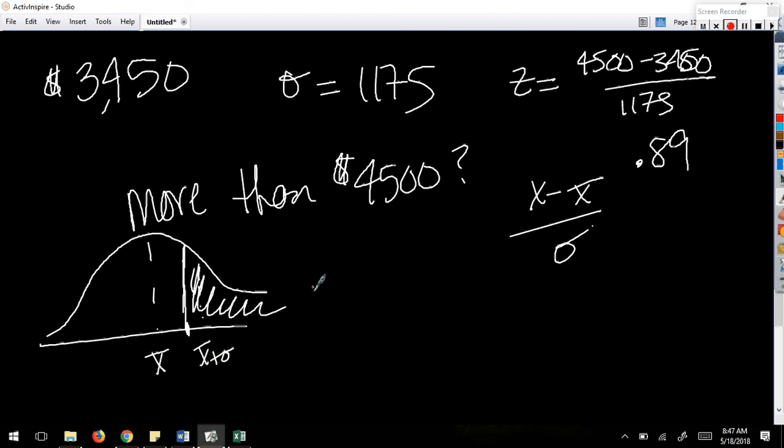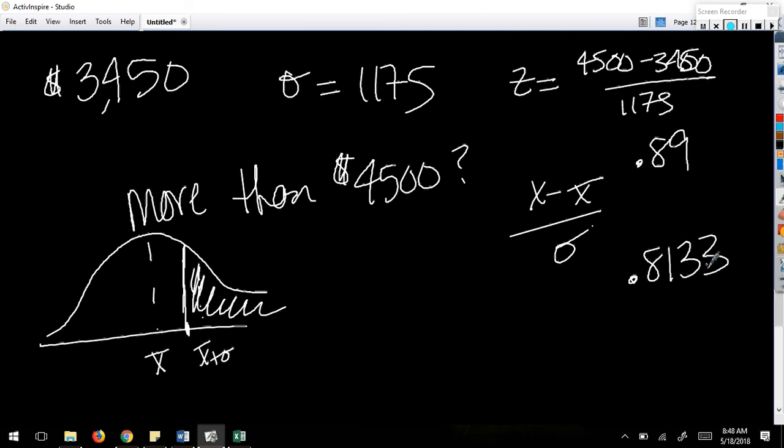Now, since it's almost at 1, I'm thinking I'm going to get a number fairly close to what these three would add up to. But let's use the chart and see. Would you not put 0.89 in the chart? Yes, put 0.89 in the chart. So I go to 0.8, and then I go all the way over to 0.09. 0.8133. You're on the negative side. Yeah, flip over to positive.